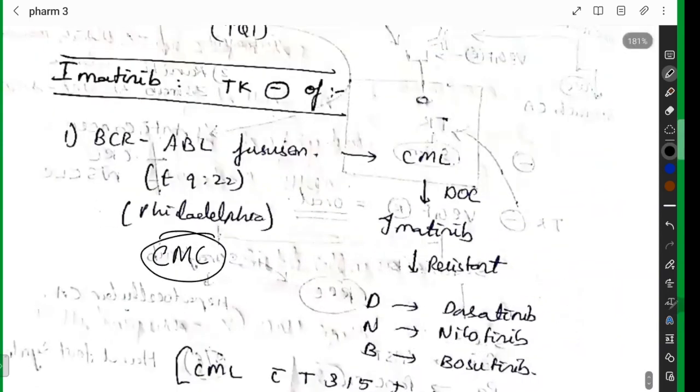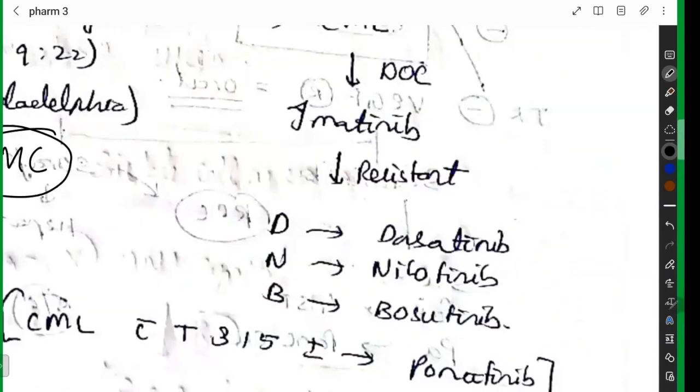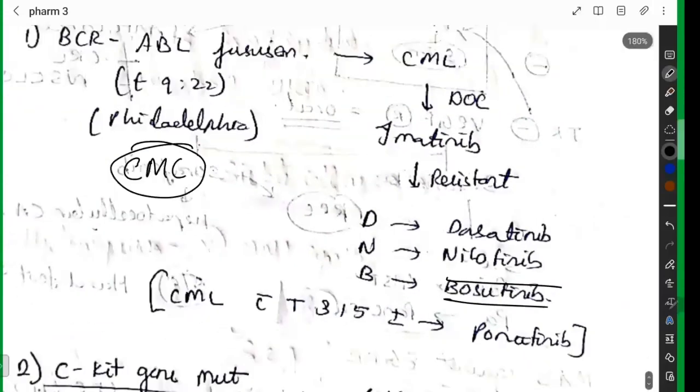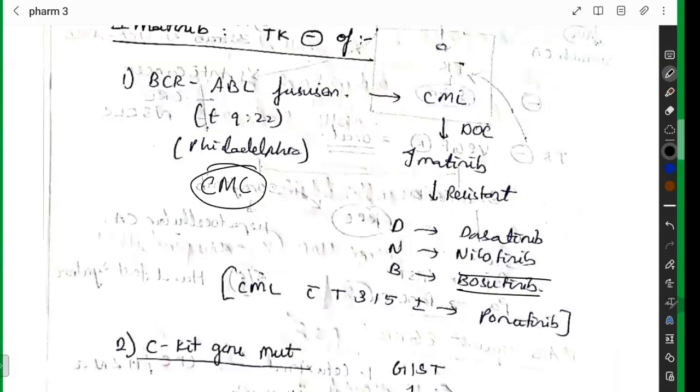What are the DNB drugs which you are going to remember? D stands for dasatinib, N stands for nilotinib, and B stands for bosutinib. Dasatinib, nilotinib, bosutinib. These are the three drugs that are going to be given alternate to the imatinib. Clear, right? These are the tinib group of drugs which is used in the BCR-ABL gene mutation. So that is going to be a very important cause of your CML.